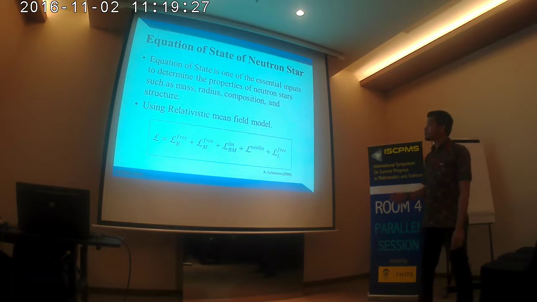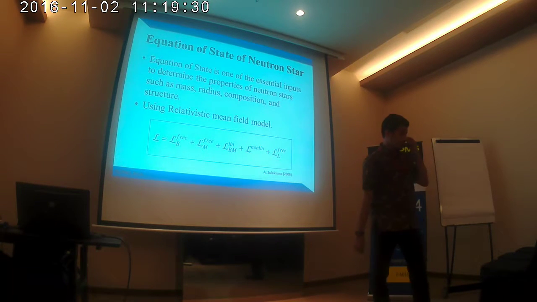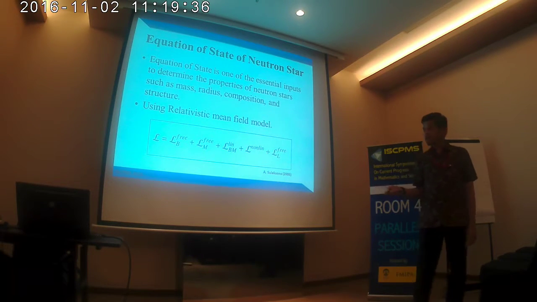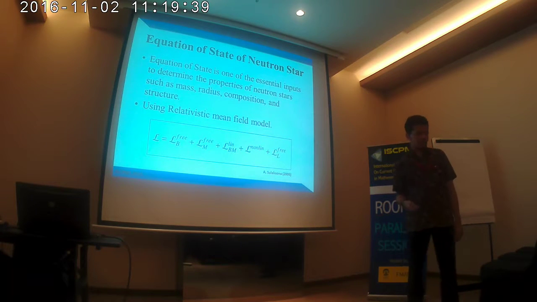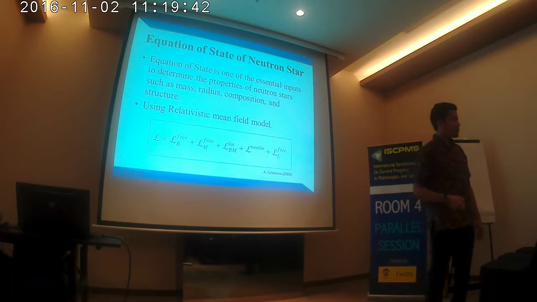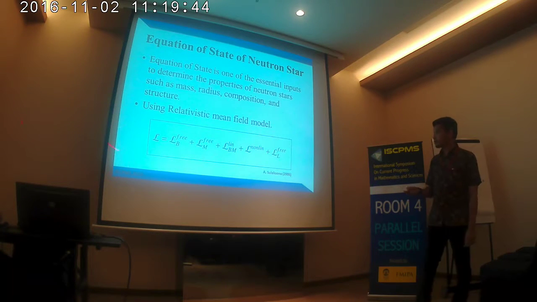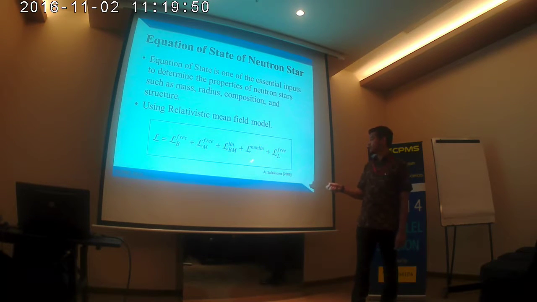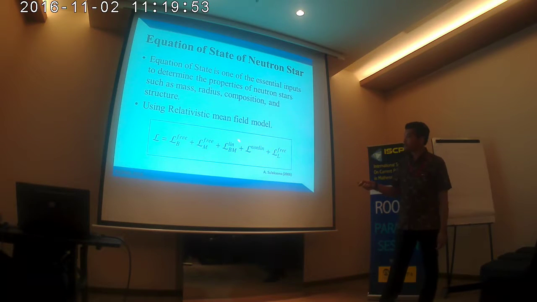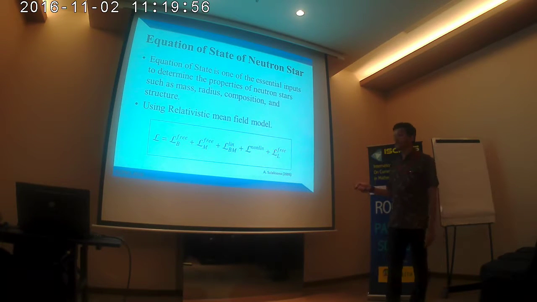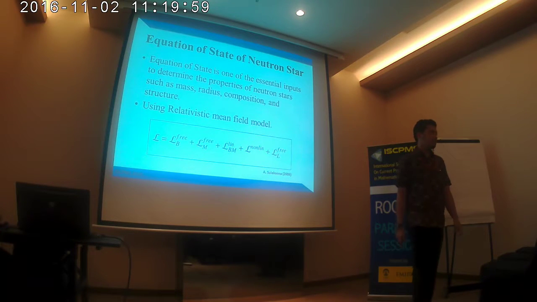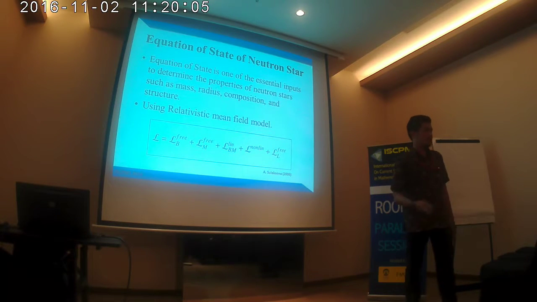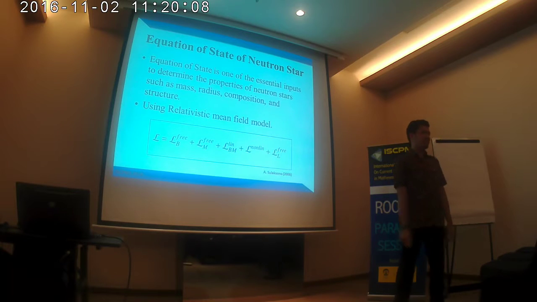Okay. We use a relativistic mean field model. The total Lagrangian consists of the Lagrangian of baryon, and this is the Lagrangian of meson. It consists of sigma meson, omega meson, rho meson, and others. And this is the Lagrangian interaction, which consists of linear and non-linear. And this is for the Lagrangian of lepton. I don't show all of the calculation.